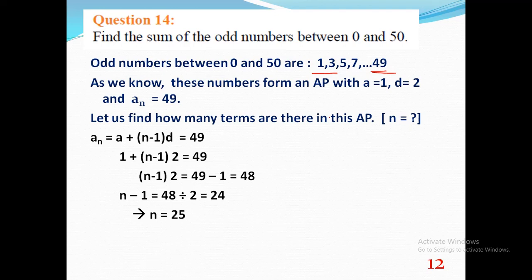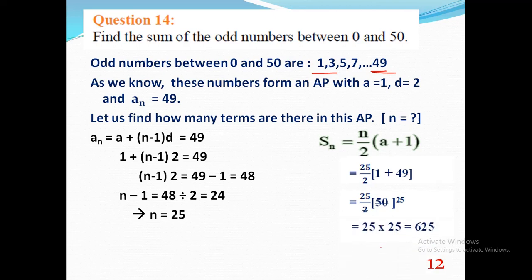Now we know the value of n, we know the first term, we know the last term. Therefore we will be able to use the second formula of Sn. Sn equals n by 2 into a plus l, where l is the last term, a is the first term, n is the number of terms. So Sn equals 25 by 2 into 1 plus 49. 1 plus 49 is 50. Then 25 by 2 into 50, 2 25s again, and 25 into 25 is 625.